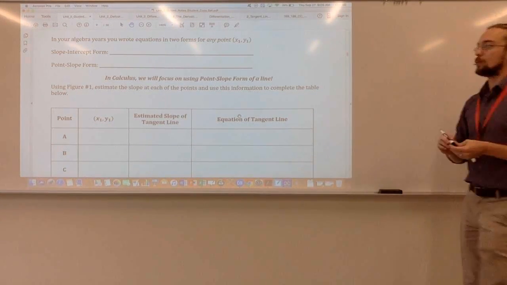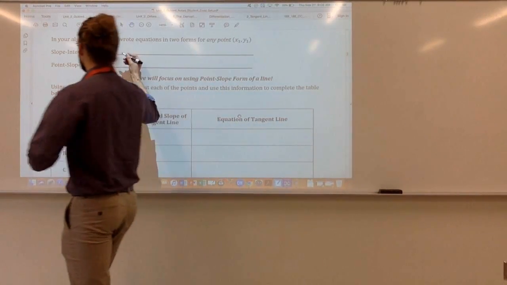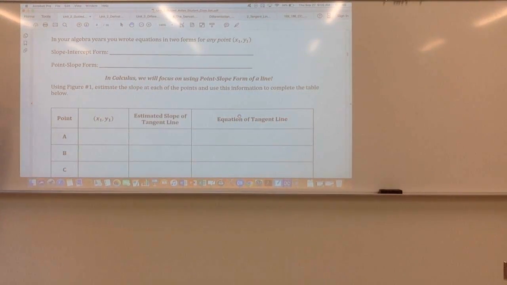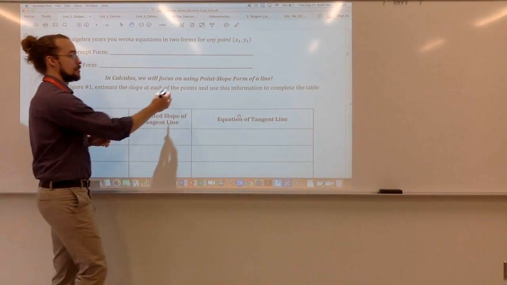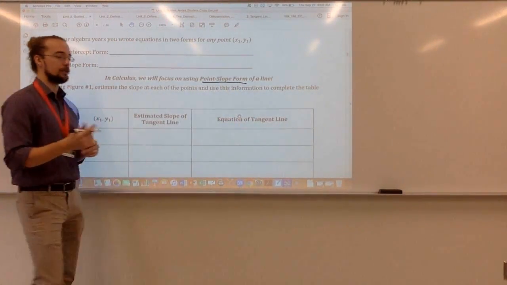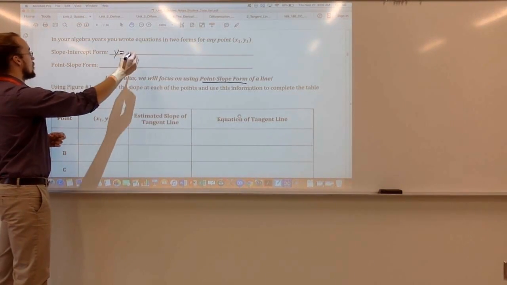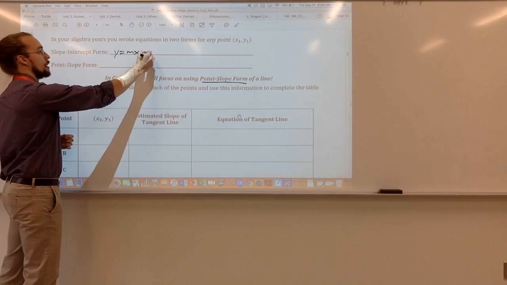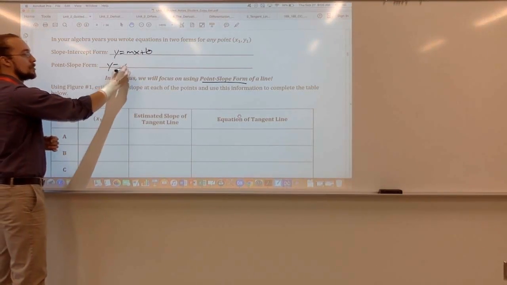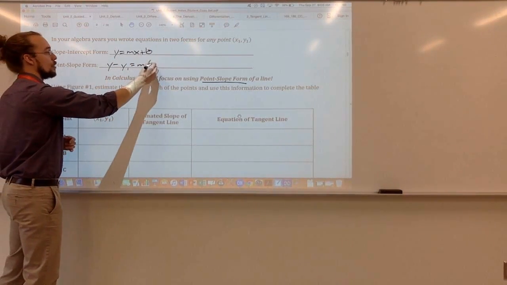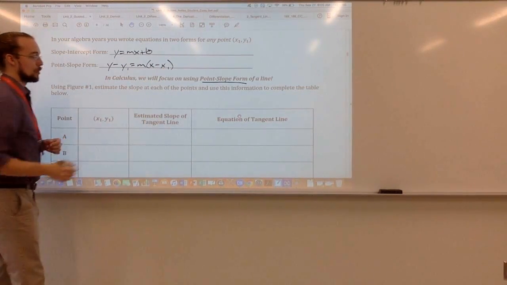All right. So we've talked about the two different forms of a line. We practiced that for a day, and we said more often than not, we're going to use point-slope form. Just as a reminder, you can jot these down. The slope-intercept form of a line is y equals mx plus b. Point-slope form, y minus y1 equals m times x minus x1.